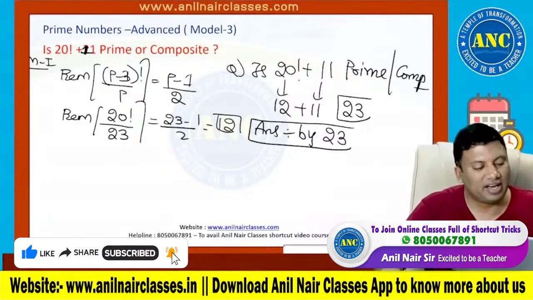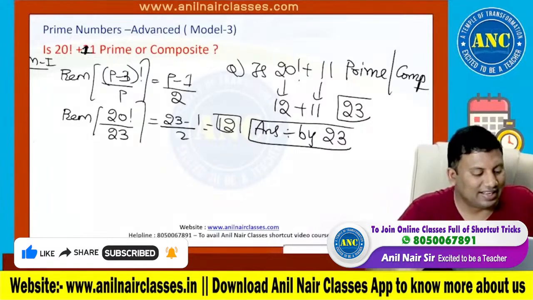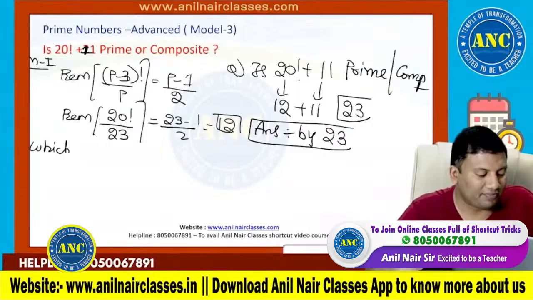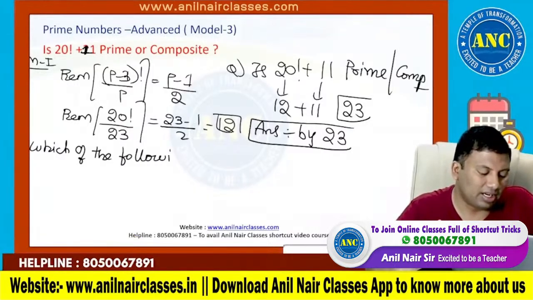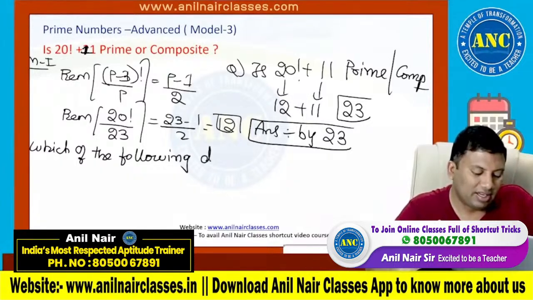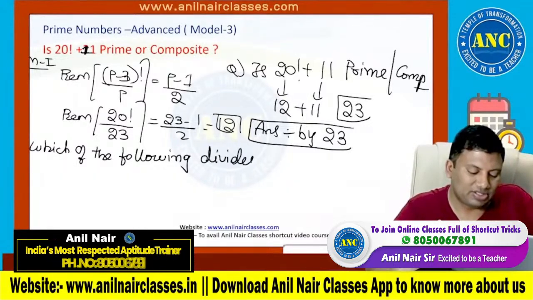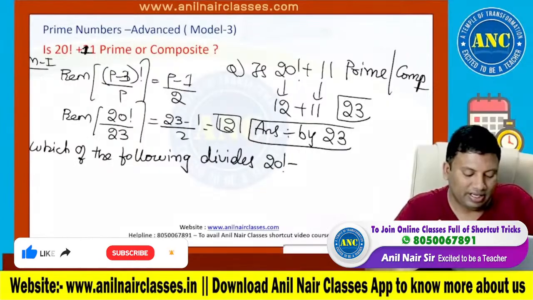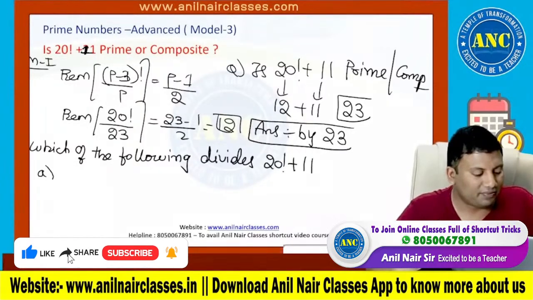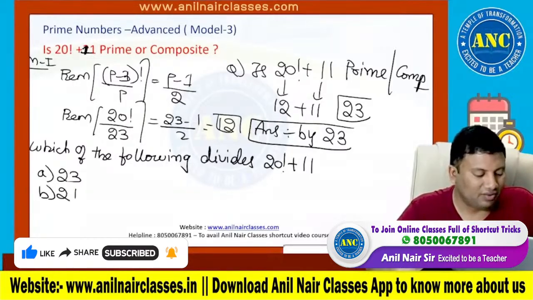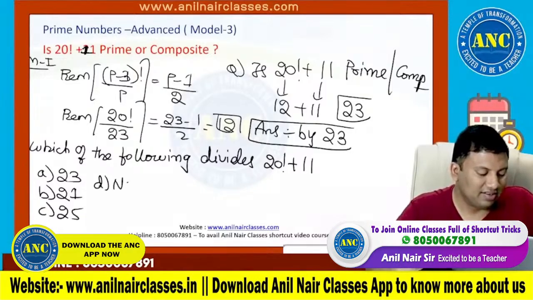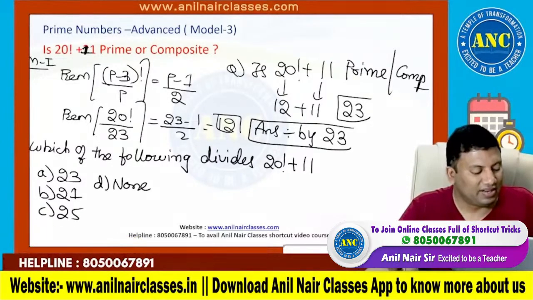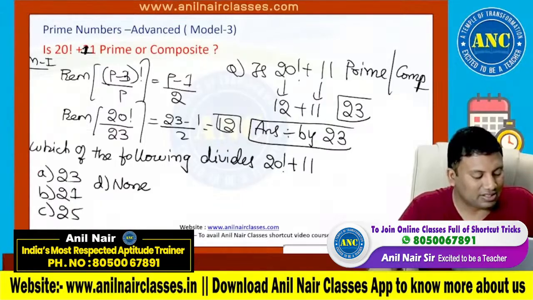The best way of asking this question is like this: which of the following divides 20 factorial plus 1? With 21 also, if you want, I will discuss. The options are 23, 21, 25, none of these. This is the best way of solving, because if I take 23, I will get 20 factorial divided by 23 as the remainder.